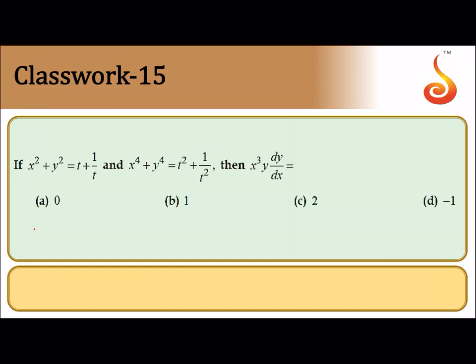Option B is correct. They have given it wrong. Option B is correct: minus n square by n square plus 1.